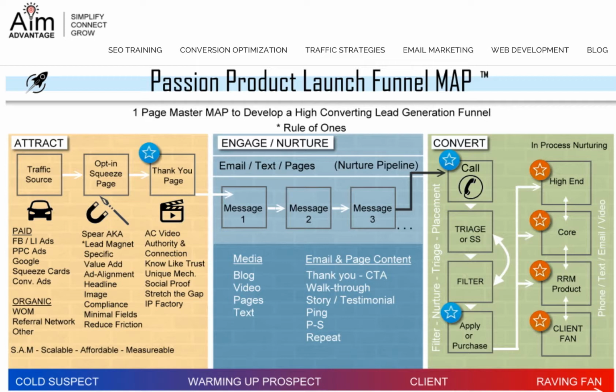All right, now we are going to cover the pipeline. We're going to cover the pipeline in the Passion Product Launch Funnel. This is a one-page map to help you understand basically all the working pieces of a general lead generation or business funnel. Okay, so there are three specific lanes. There are three specific sections. There's the attract piece, there's the engage and nurture piece, and then there's a conversion piece.